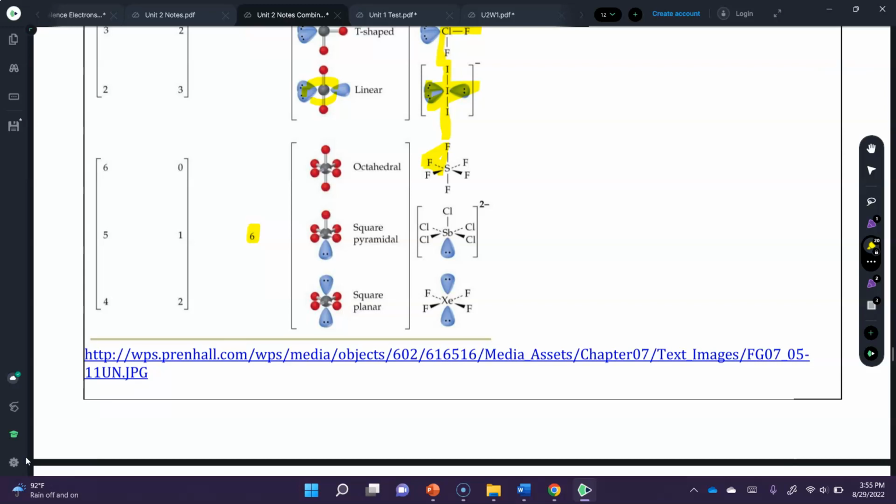Just because it has 6 points doesn't mean that it's 6-sided. It is 8-sided. Square pyramidal because there's a square in the middle here, and then it pops up at the top like a pyramid, so that lone pair there just hangs out. And then we have square planar because the two lone pairs keep everything flat, because you have one on the top and the bottom.